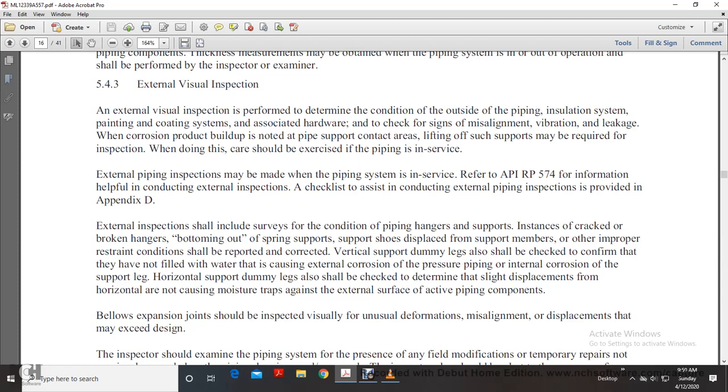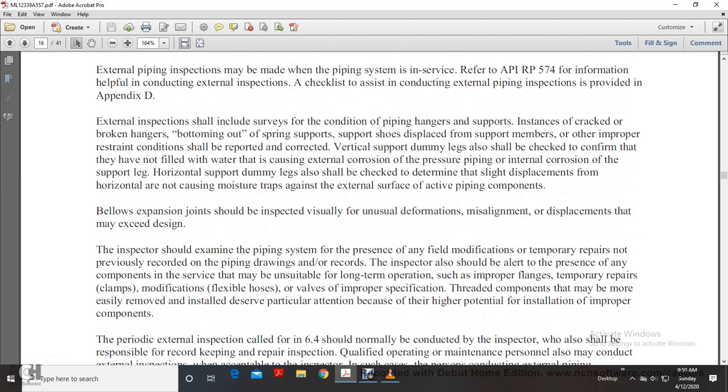Spring supports with the support shoes displayed, with the support members of their improper restraint conditions, should report a correction. Vertical support dummy legs should also be checked for whether they have been filled with water, causing external corrosion of the pressure piping and internal erosion corrosion of the support legs. Horizontal support dummy legs should also be checked for slight displacement from horizontal, not causing moisture traps against the external surface of the affected piping components.